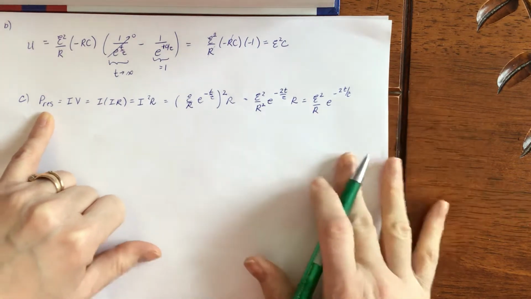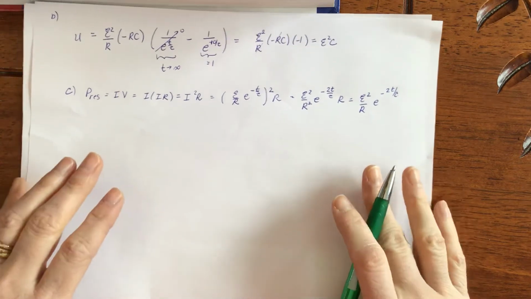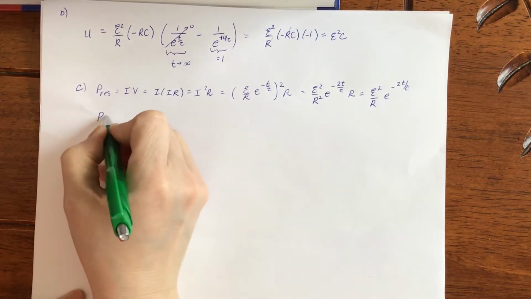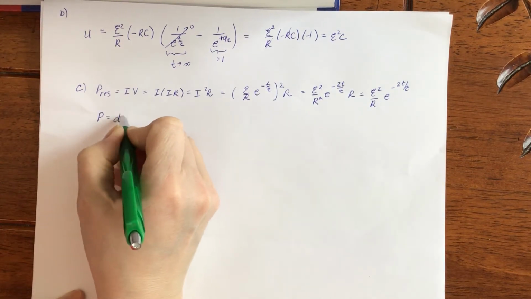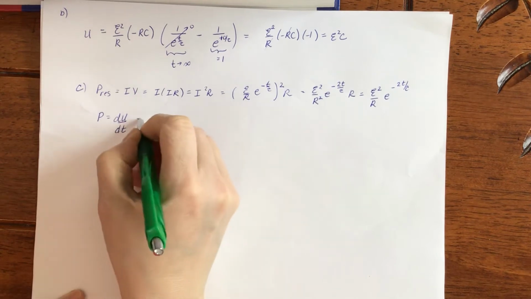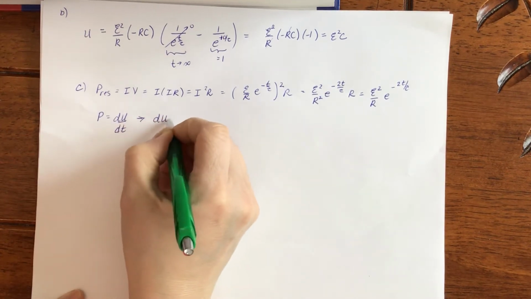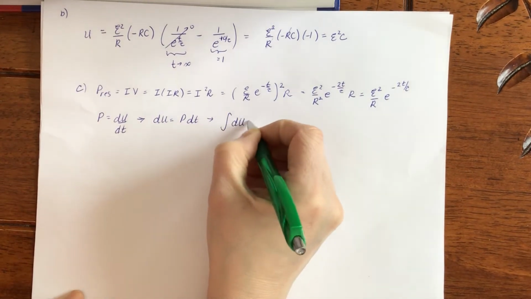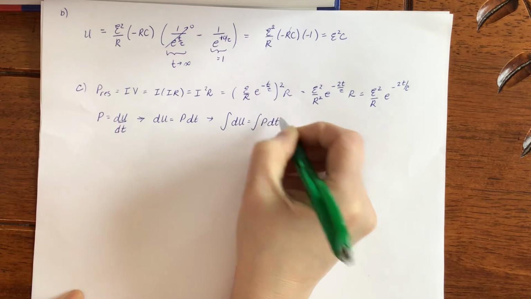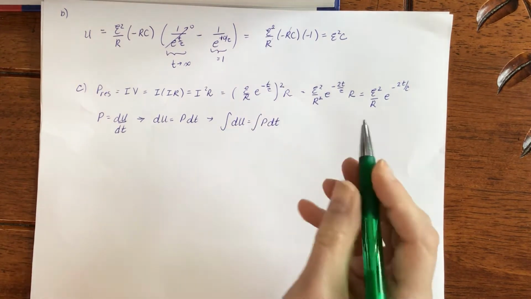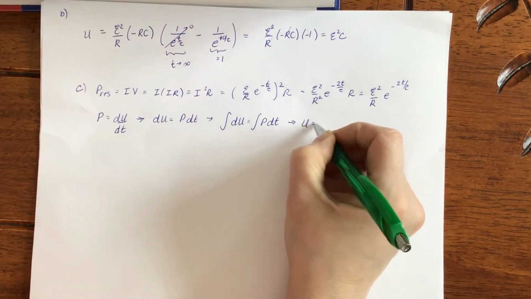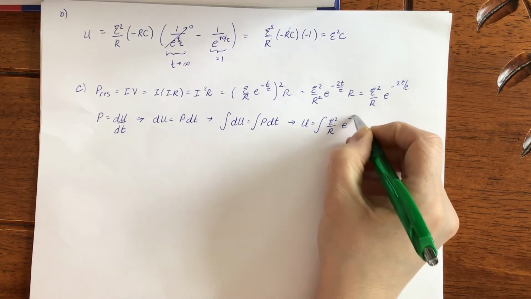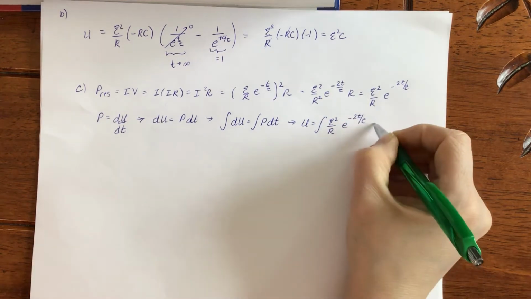Let's find the total energy dissipated by the resistor. We'll do that using a similar process that we did in part B. Let's remember that power is change in energy over change in time. So then dU is power times dt. So our total energy is the power over the total time. So that gives us that the energy is the integral of our power, epsilon squared over R e to the minus 2t over tau dt.